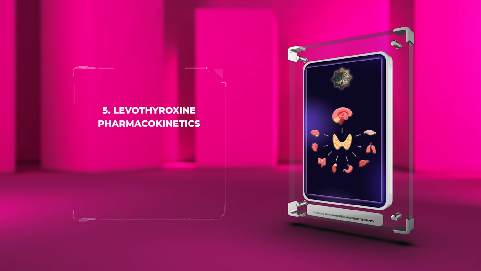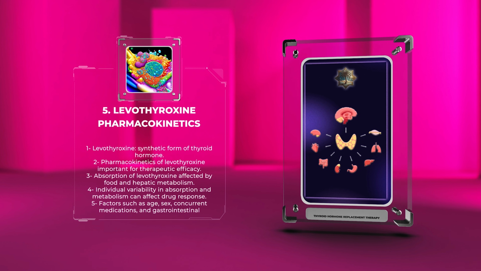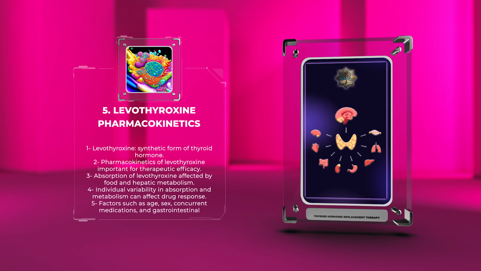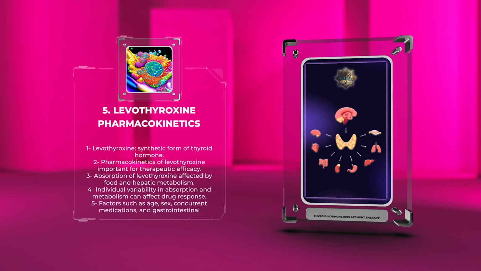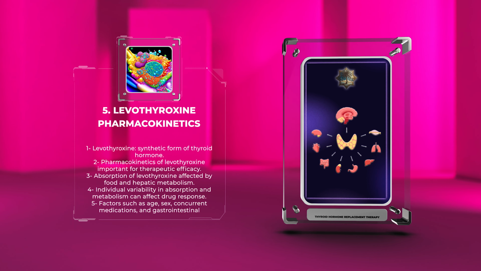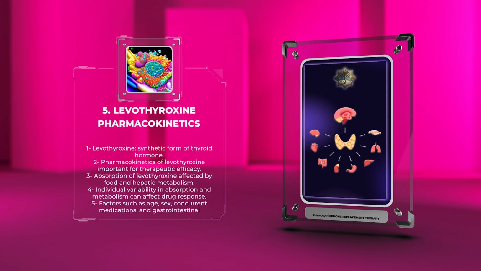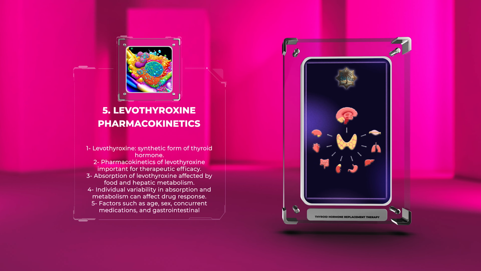Levothyroxine, the synthetic form of thyroid hormone, is the mainstay of thyroid hormone replacement therapy. Understanding its pharmacokinetics is crucial for achieving therapeutic efficacy and avoiding adverse effects. Levothyroxine is a prodrug that requires conversion to T3, the biologically active form, to exert its effects. Following oral administration, levothyroxine is absorbed predominantly in the upper small intestine. Food, especially high-fiber meals, can impair its absorption. Once absorbed, levothyroxine undergoes hepatic metabolism, mainly via deiodination and conjugation, before being excreted in the bile and urine.